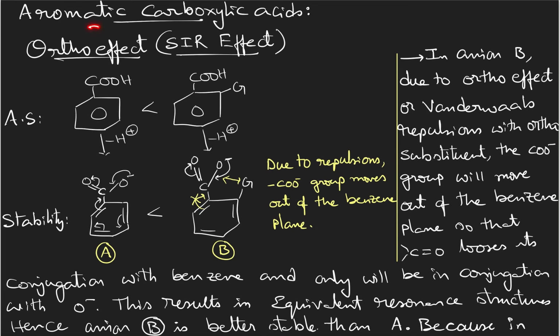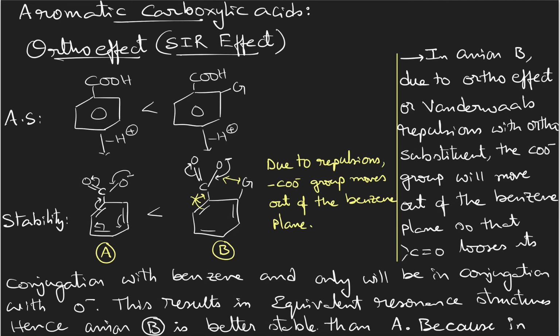Next type of compounds are aromatic carboxylic acids. The way we are coming, in part 1, after the introduction, we started with the acidic strength of aliphatic carboxylic acids. Then in part 2, I explained the acidic strength of dicarboxylic acids in different situations. And this is the third type of carboxylic acid, that is, aromatic carboxylic acids. Before going into the acidic strength of aromatic carboxylic acids, we first have to understand what is the ortho effect.